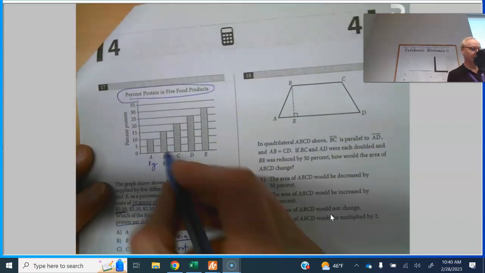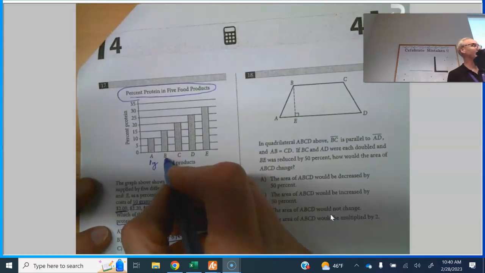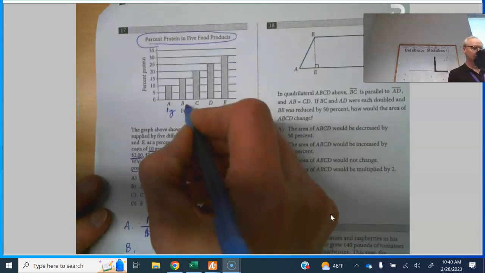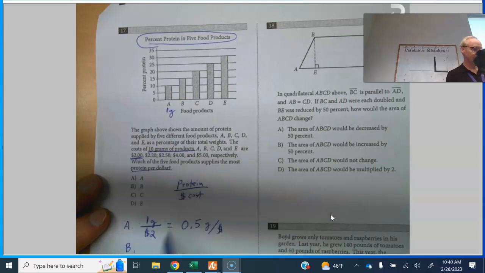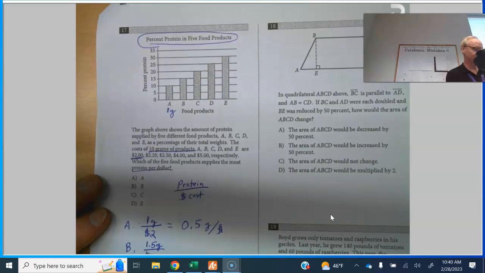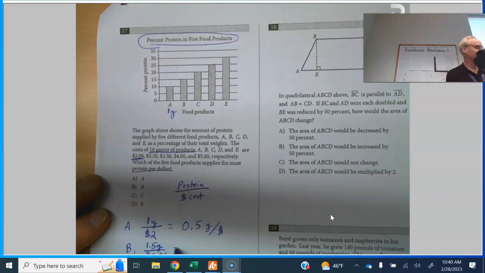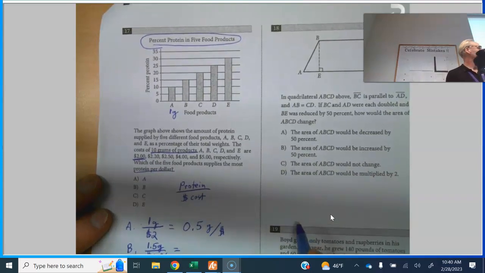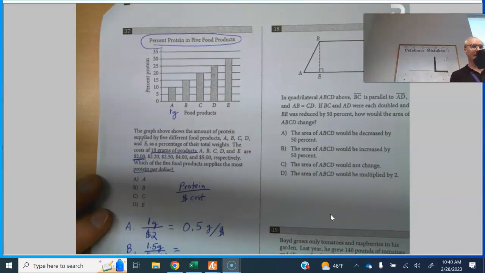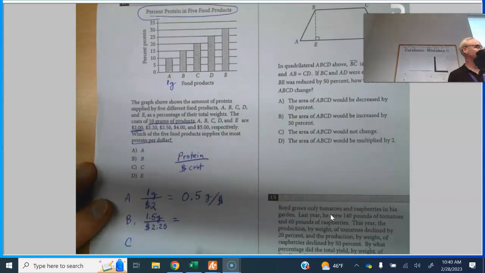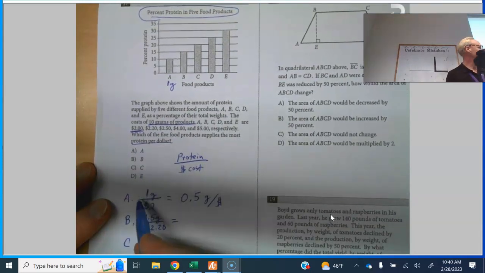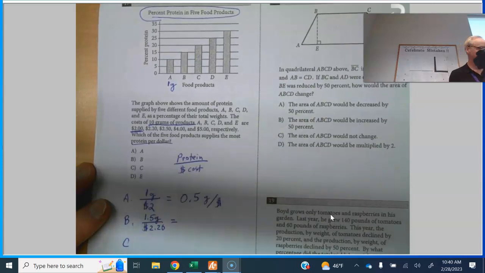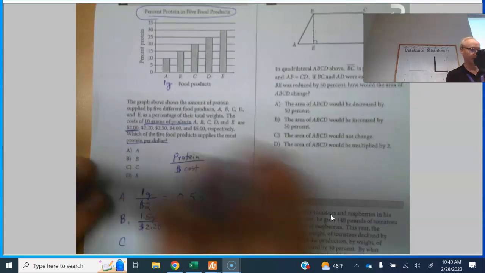By the way, how many grams does food B have in it? How many grams of protein? 1.5, because 15% of 10 is 1.5 grams, and it costs $2.20. And you can get that as a decimal. Use your calculator, find the decimal, and compare it. You're looking for the biggest one. Now, of course, I would have put 5 choices, but SAT only likes to have 4 choices. I would have put all 4, rather all 5.